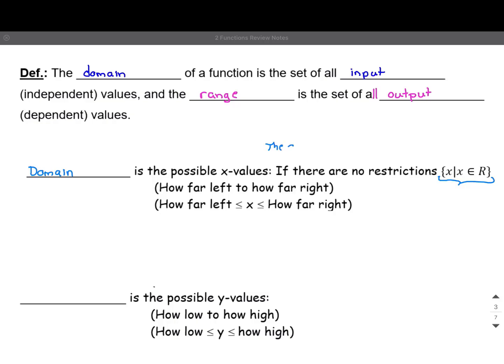The set of all x values such that x is a member of the set of real numbers. It won't let me write the S. There's supposed to be an S there. It won't let me write it. I can't figure out why. There it is. Okay, I had to write it a little lower. I don't know why it wouldn't let me write.